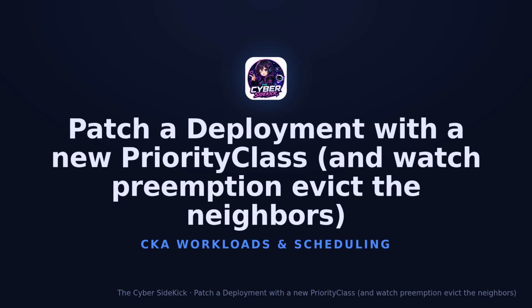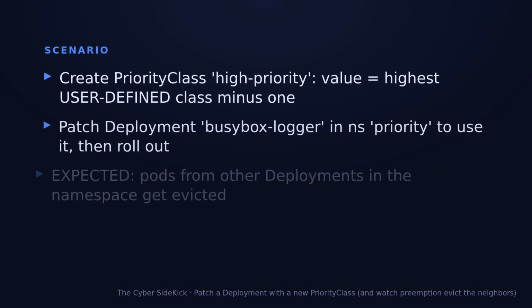Kubernetes is about to evict a perfectly healthy running pod, and that is the correct answer to this exam question. Today's CKA task: create a new priority class, patch a deployment to use it, and roll it out on a node that has no room left. The question even warns you that pods from other deployments will be evicted. Most people read that sentence twice. By the end of this video, you will know exactly why it happens and why you should leave the victims alone. Here is the question.